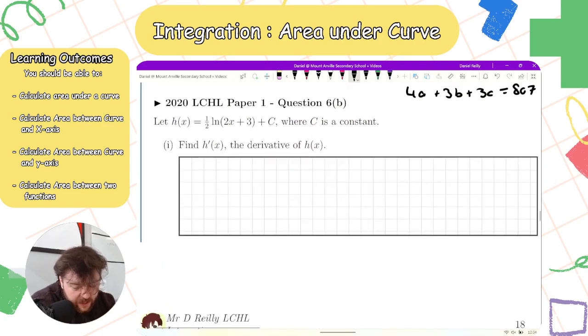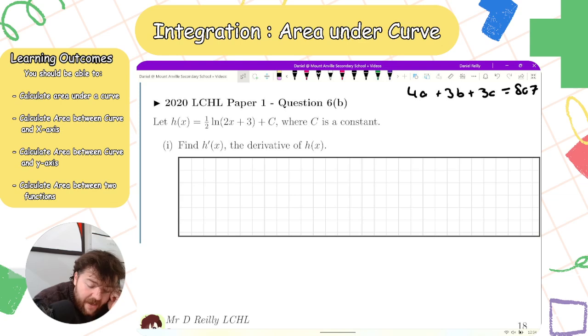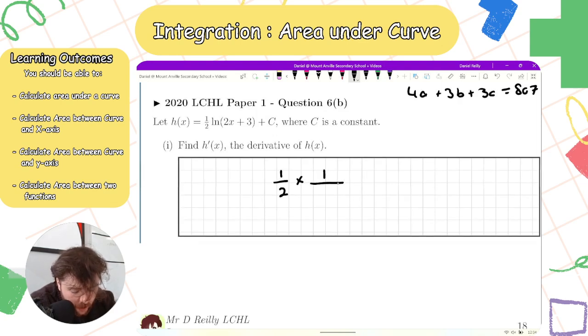Right. 2020. Let h of x equal a half ln of 2x plus 3, plus c. Find the derivative. So the derivative of ln is going to be a half times 1 over what my ln is, 2x plus 3, and I multiply by the derivative in here. The derivative of 2x plus 3 is 2, and then the derivative of c goes to 0. So a half times 2 is going to cancel out. 1 over 2x plus 3 is my derivative.